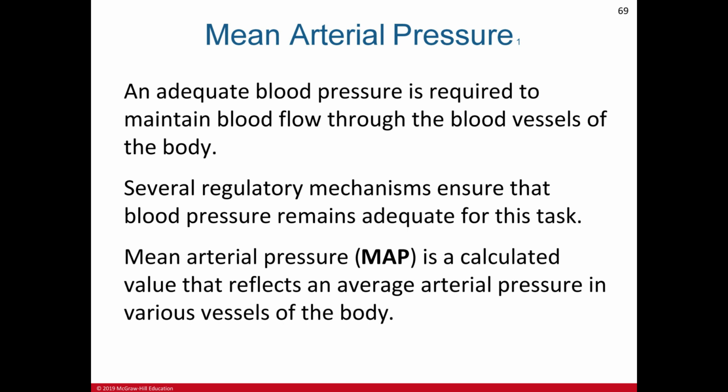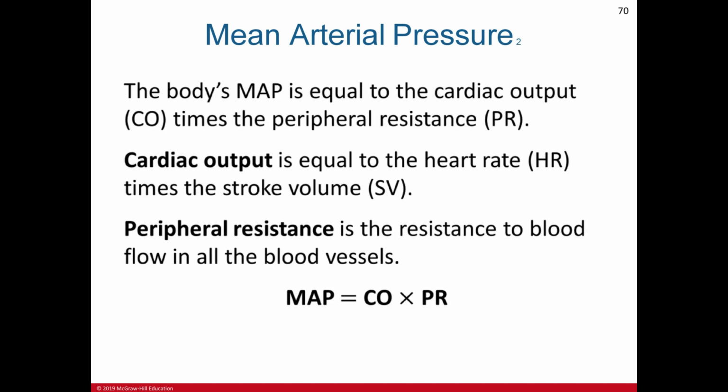So it is slightly less than the average of the systolic and diastolic pressure in the aorta because diastole lasts longer than the systole. So the mean arterial pressure, the MAP, changes over our lifetime. So about 70 millimeters of mercury at birth, and is maintained at about 95 millimeters of mercury from adolescence to middle age, and may reach 110 millimeters of mercury in a healthy older person. So the body's MAP is equal to the cardiac output multiplied by the peripheral resistance.